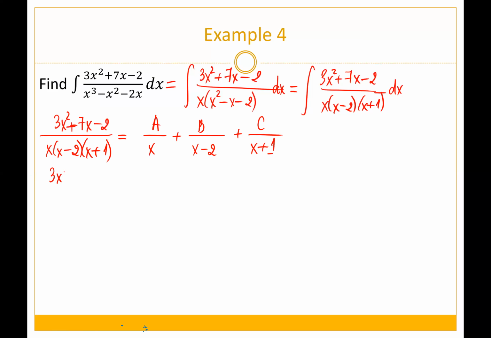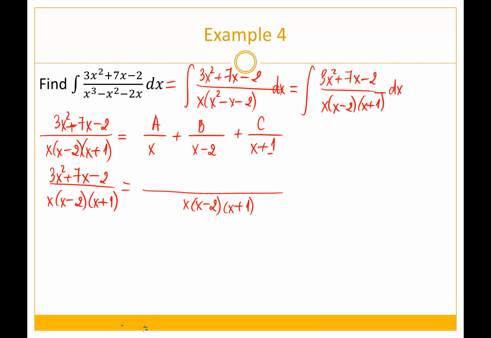Now we're going to put them over the same denominator, which is x times (x minus 2) times (x plus 1). In a, you only have x in the denominator, so you have to multiply by the other two linear factors, (x minus 2) times (x plus 1). Plus b, doing the same thing, you have bx(x plus 1), plus c(x minus 2). Now we can ignore the denominator and equate these two sides.